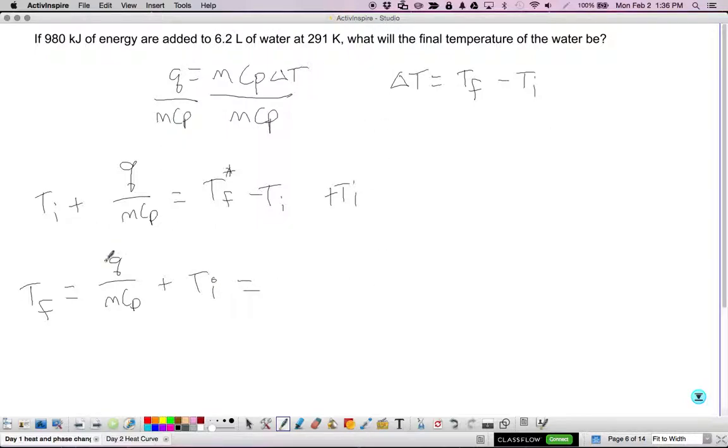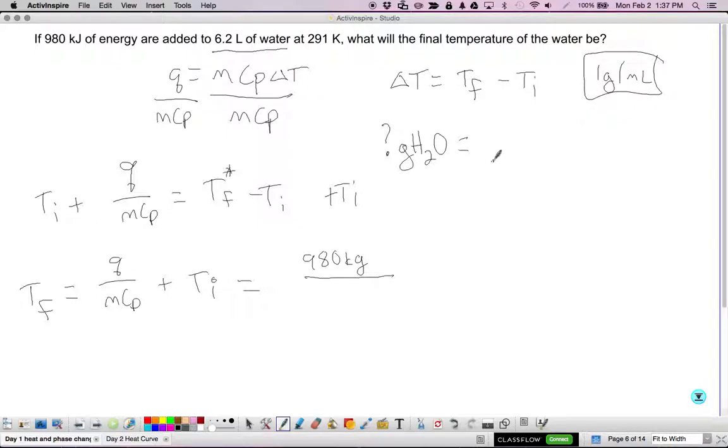So Q is 980 kilojoules over the mass, which is 6.2 liters of water. Here's something we've got to do: we need to find the mass in grams of water. That sounds like another dimensional analysis. Something very important to remember this chapter is that the density of water is 1 gram per milliliter. Super important that you remember this.